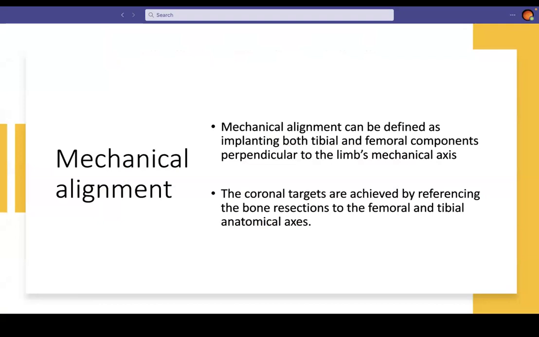So mechanical alignment, all of us know about mechanical alignment. It can be defined as implanting both tibial and femoral components perpendicular to the limb's mechanical axis. And the coronal targets are achieved by referencing the bone resection to the femoral and tibial anatomical axis. This is still the gold standard alignment strategy.